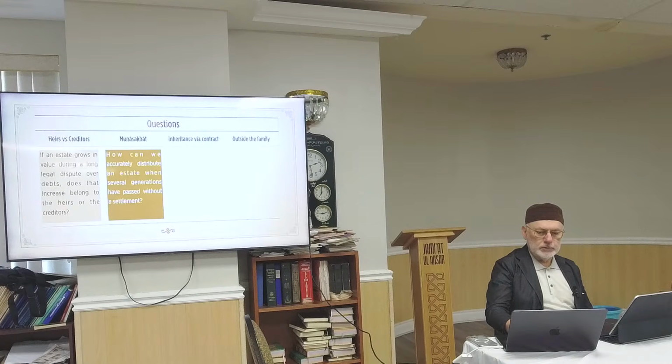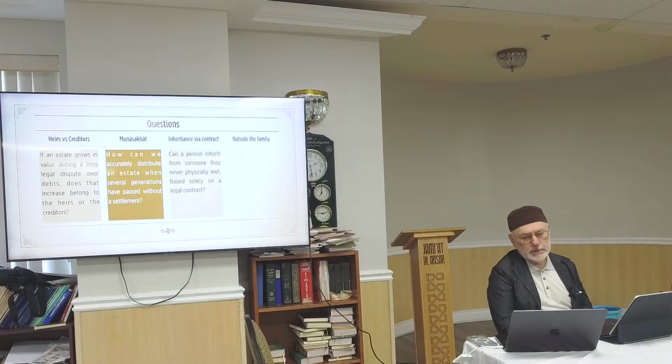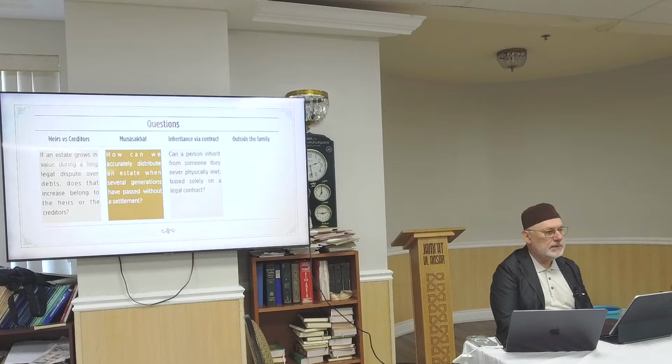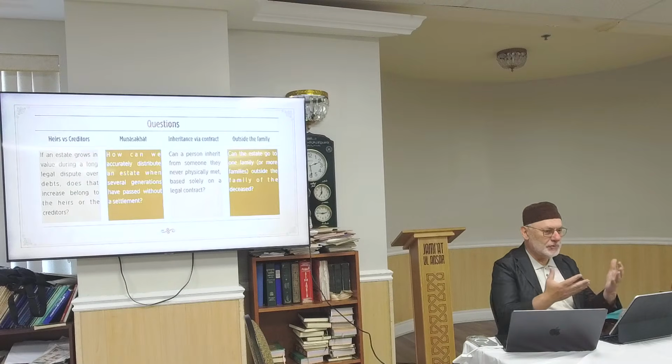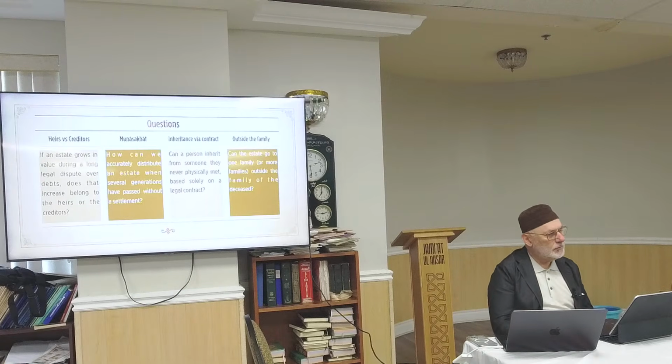And I'll give an example now. Inheritance via contract. Can a person inherit from someone they never physically met based solely on a legal contract? An inheritance outside the family. Can the estate go to one family or even more families, multiple families, outside the family of the deceased? So instead of the inheritance getting distributed within the family, it gets distributed outside the family. Under what conditions, what scenarios can this happen?